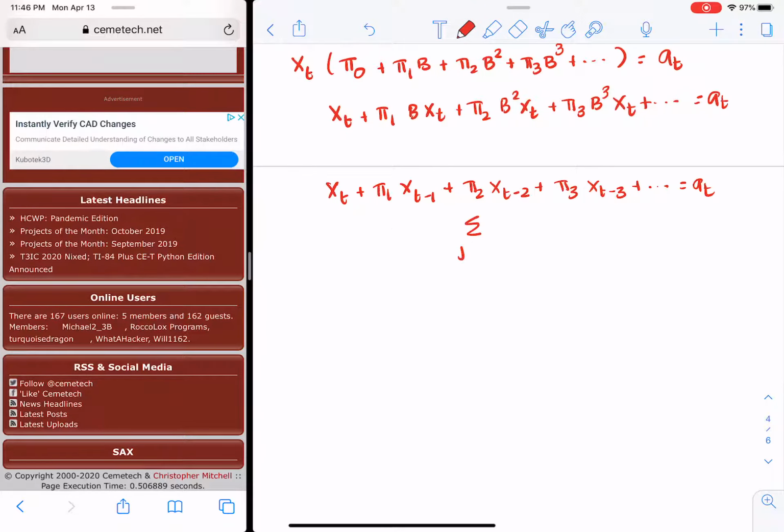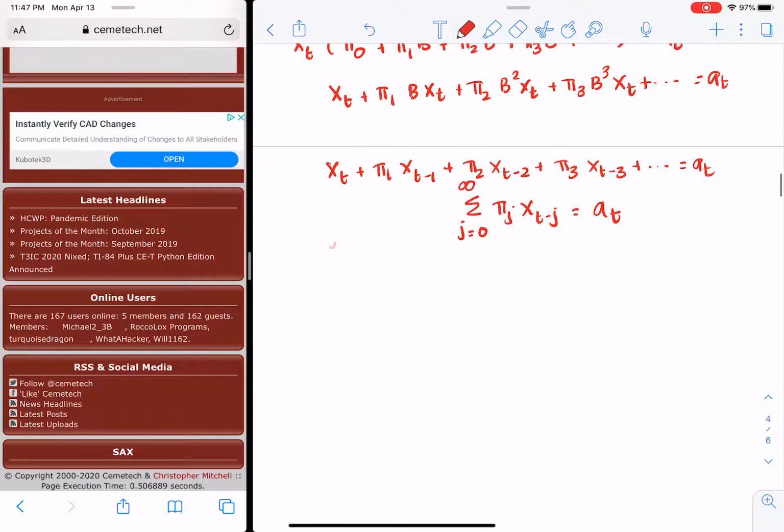Sum j equals 0 to infinity, pi j, x_{t-j} equals a sub t. And that would be the AR infinity representation of the ARMA 1-1 model. And typically we don't have to go to infinite terms, it's not necessary. We will simply truncate it to an AR(p), and the same applies on the other side.